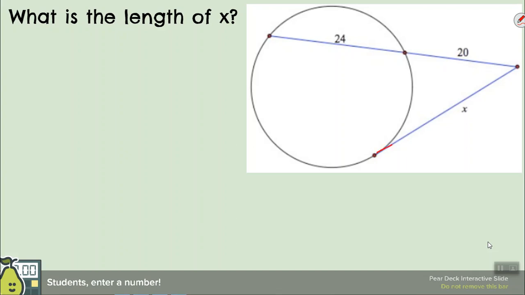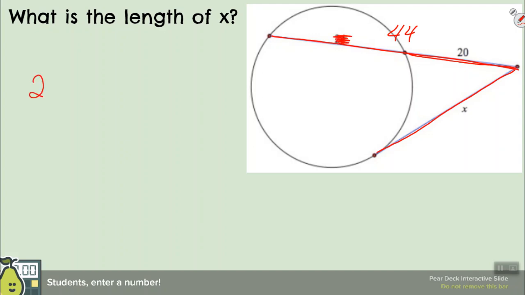We have this tangent line that has a length of x, or that tangent segment really. This external segment of that secant line is 20, and then the entire thing going all the way across is really 44. That's what we're concerned about. We do need the 24, but we're really not going to use that in our equation.